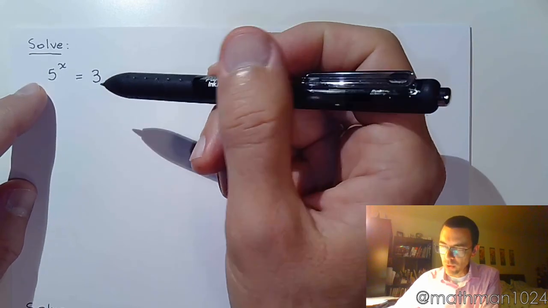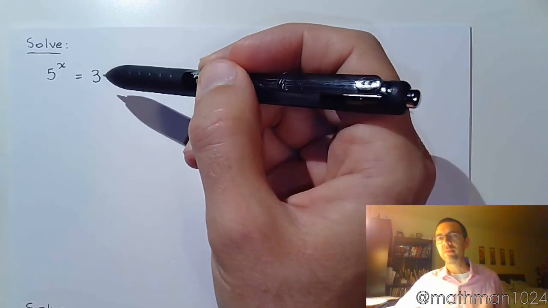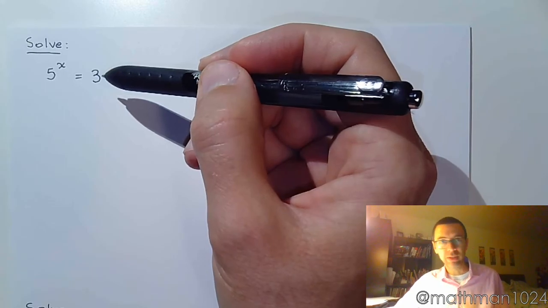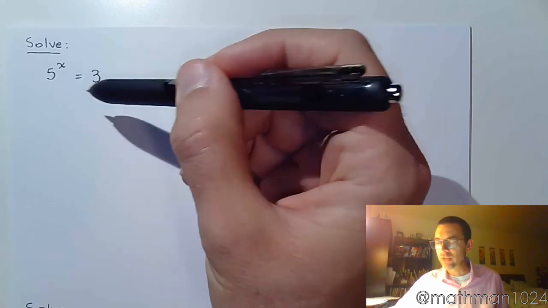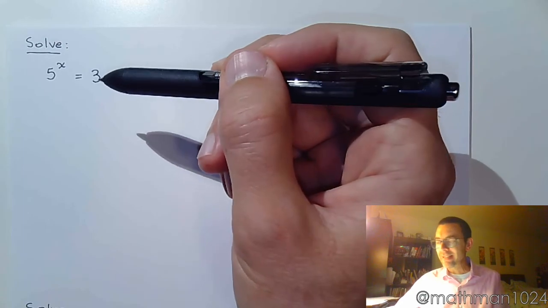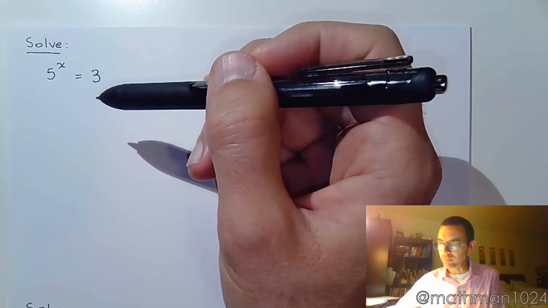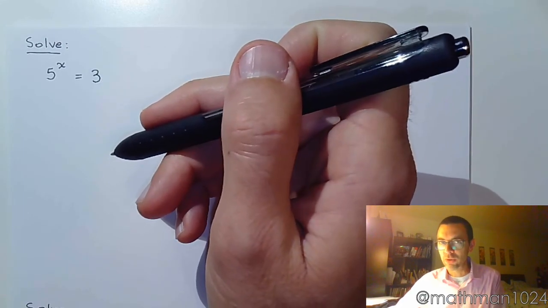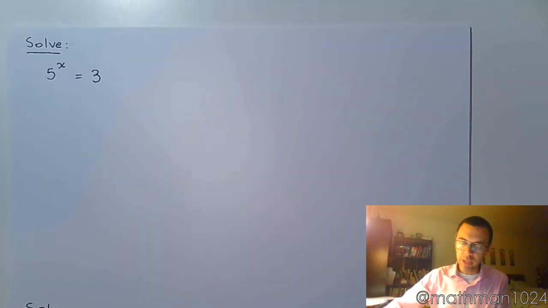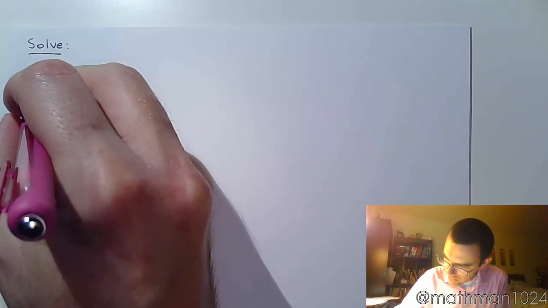So if this had been 4 and if that had been 8, 4 and 8 have a common base of 2 and can be rewritten like that. Here, these guys don't have a common base. So instead what we can do is that we can apply logarithms to both sides, meaning we can do this.